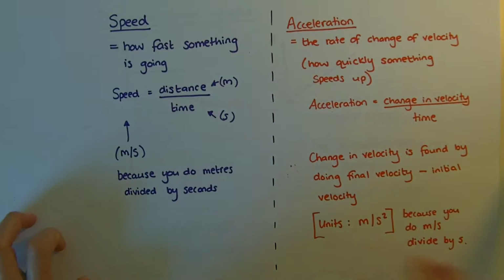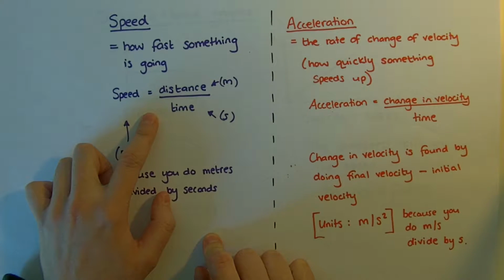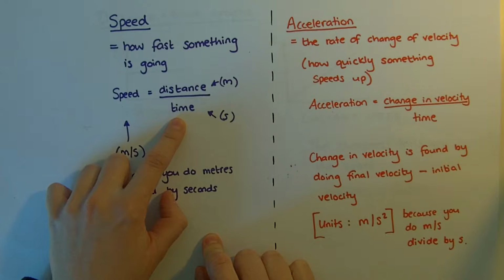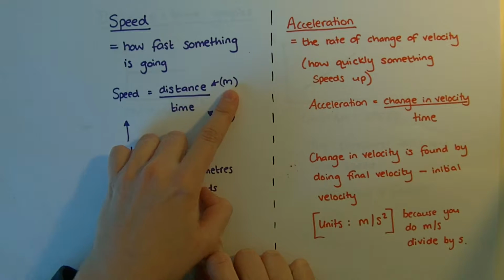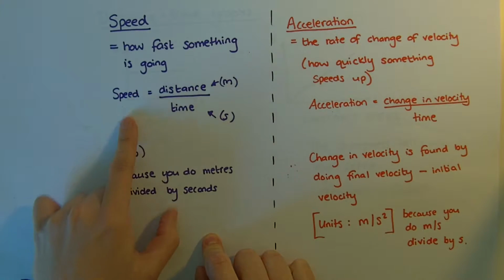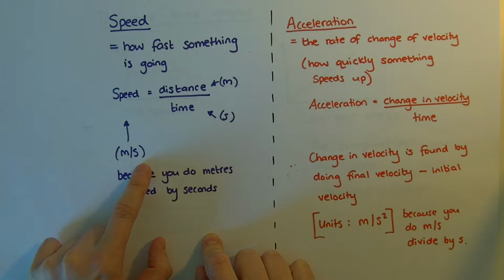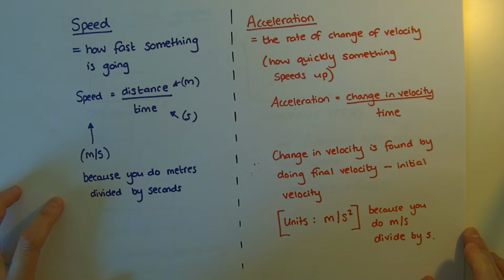Speed is how fast something is going. We've used this equation since year 7, distance divided by time. If distance is in meters and time is in seconds, your speed, the units, will be meters per second.